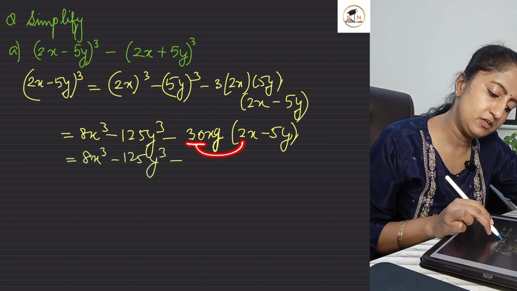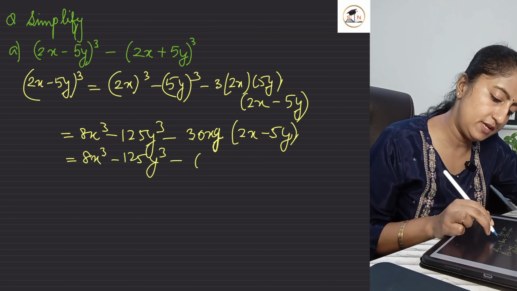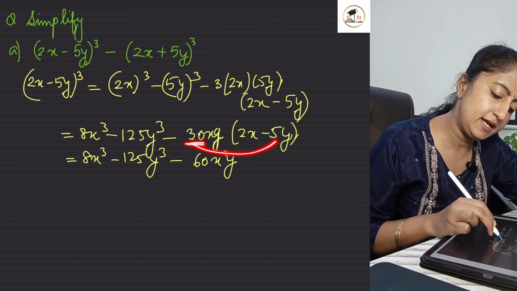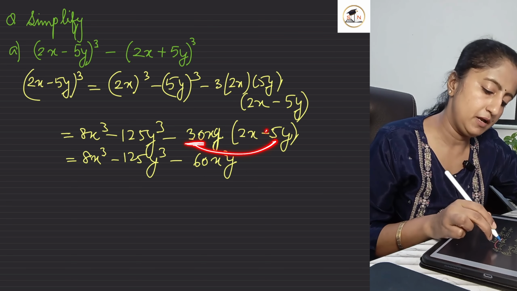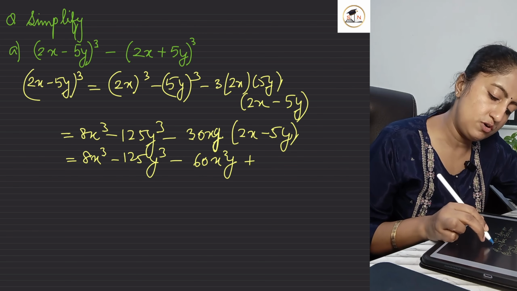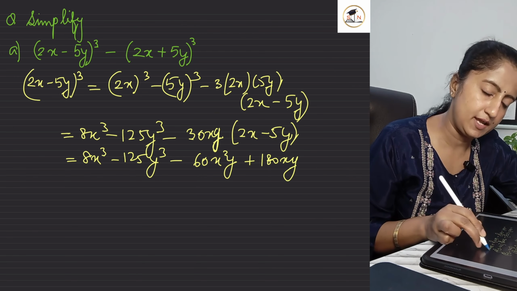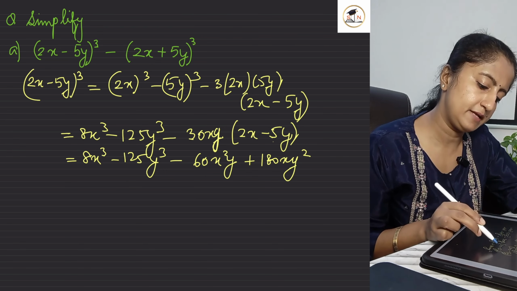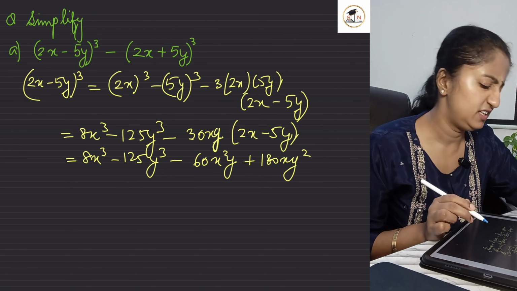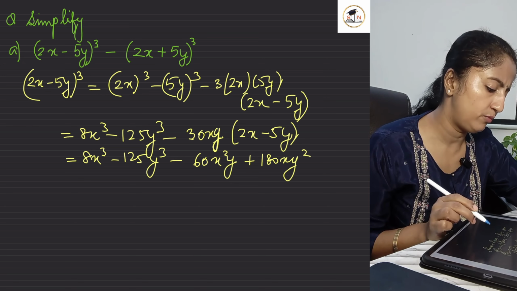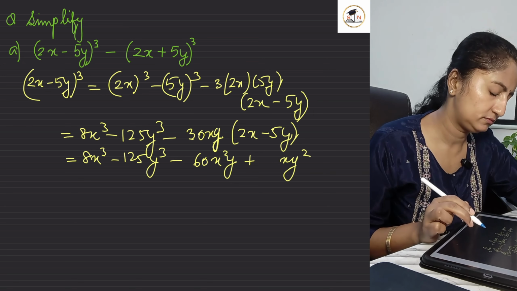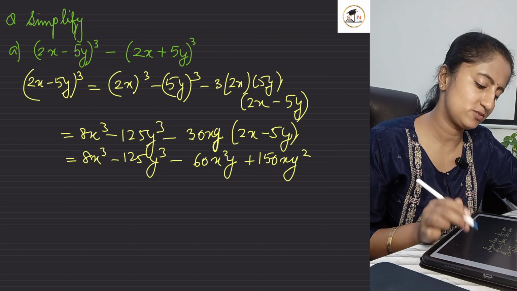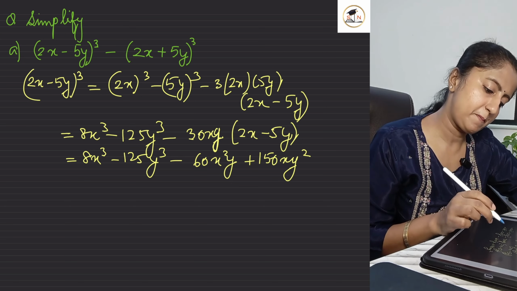30 times 2, which is 60. So we have 60x squared y, right? Then we have 30 times 5, which is 180, minus minus plus. So plus 180 xy squared, right? This is what we are getting. 30 times 5. Sorry, it is not 180, but 150, right? 150 xy square.